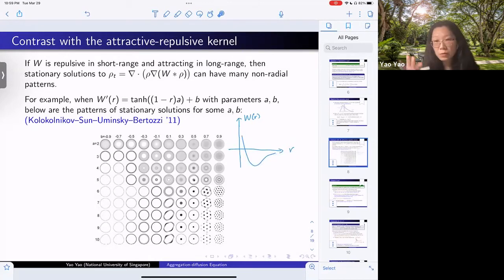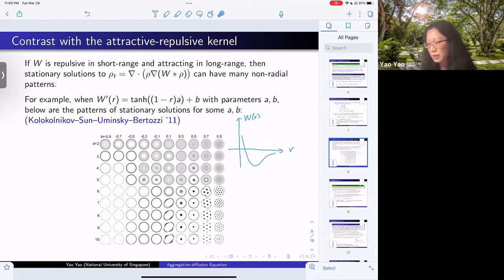So for these repulsive attractive interaction potentials, there is a very nice work by Kolokolnikov, Sun, Uminsky, and Bertozzi, where I am stealing this picture from their work. So they have looked at this class of attractive repulsive interaction potentials, where the parameters are A and B. So for each choice of A and B, it corresponds to one particular potential that is attractive repulsive. And then they run the numerics and see that as time goes to infinity, what is the steady state that it converges to. The pictures are shown here, as we can see that for many A and Bs, we clearly get a lot of interesting pattern formation.